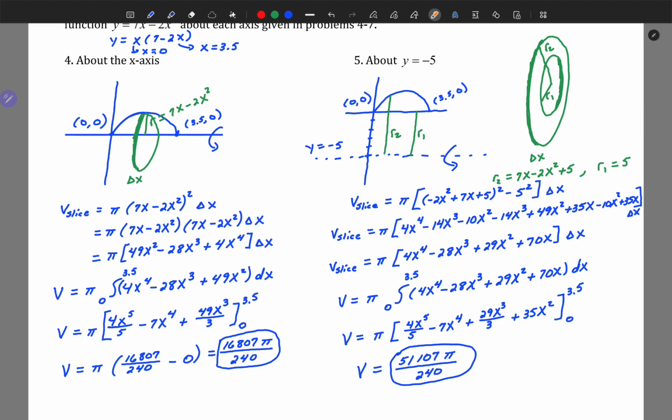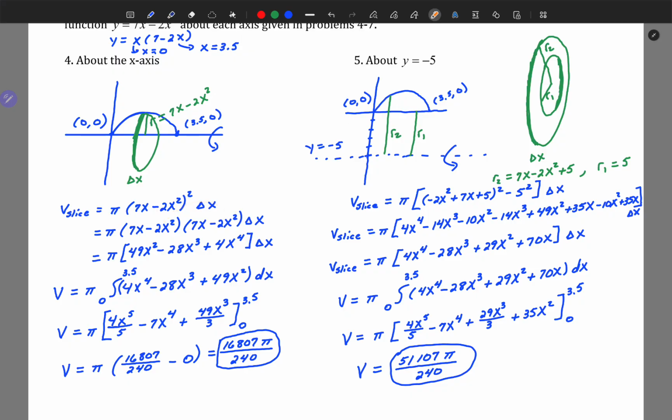Now, this becomes an algebra problem in that when you have that pi r squared and your r is this function's formula, it's a binomial squared. I had to be careful with that. I wanted to go ahead and show the FOIL here just to make sure you see it's not just the first term squared and the last term squared. We would have 7x times 7x is 49x squared. Then you would have minus 14x cubed and another minus 14x cubed for a total of minus 28x cubed. I should have said cubed. And then you have negative 2x squared times a negative 2x squared gives me plus 4x to the fourth.